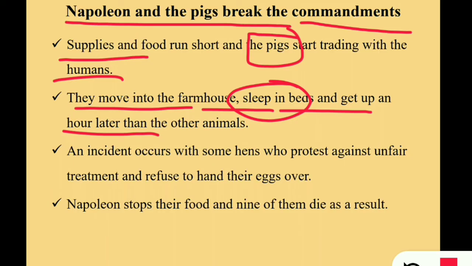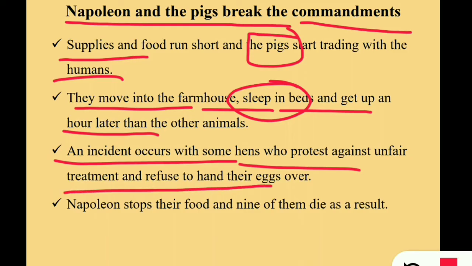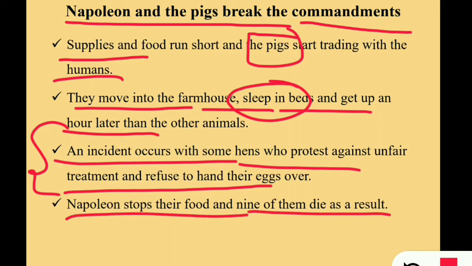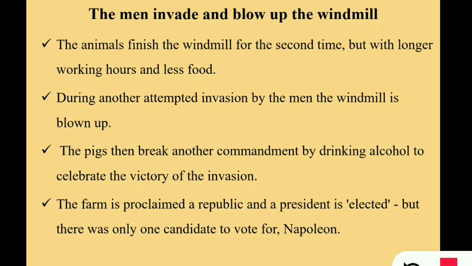An accident occurred with some hens who protest against unfair treatment and refuse to hand their eggs over. So again, this tyranny, this torture came back in this area. Napoleon stopped their food and nine of them died as a result. The men invade and blow up the windmill.